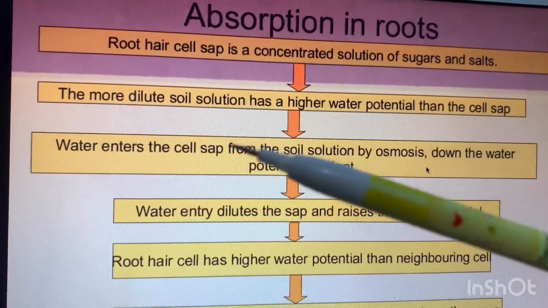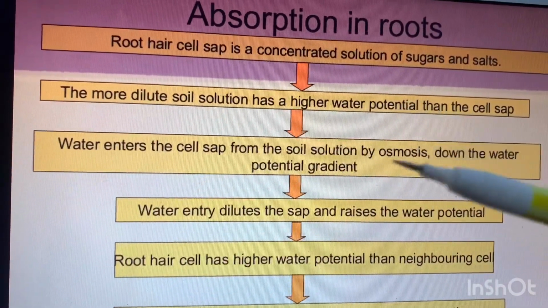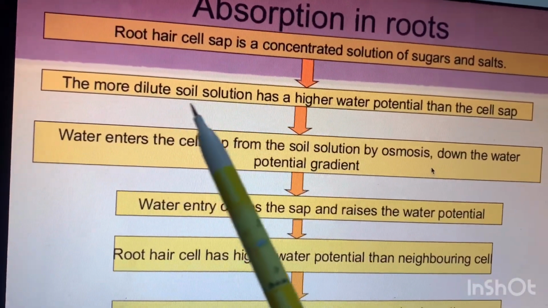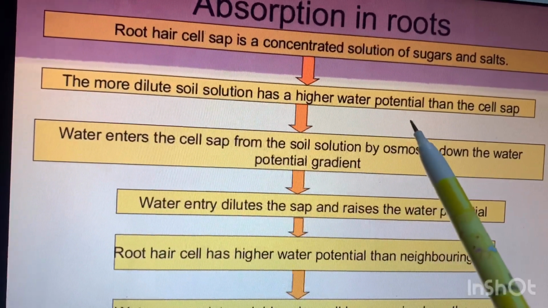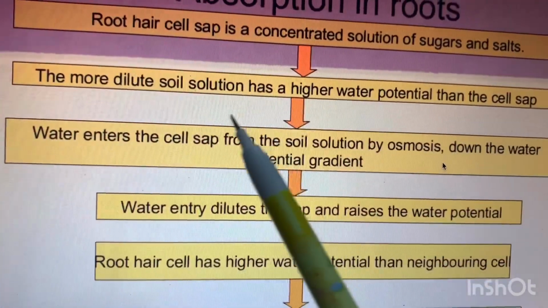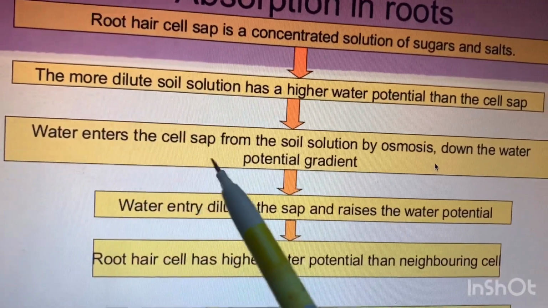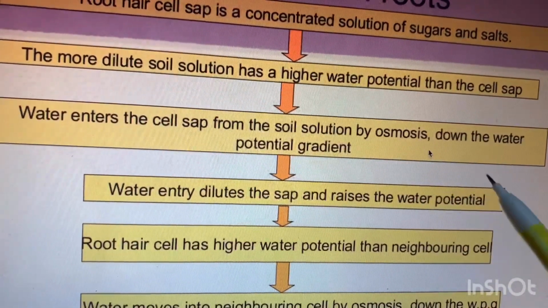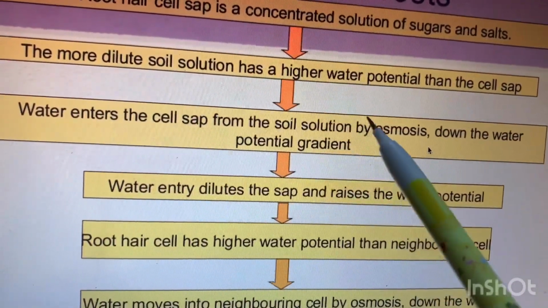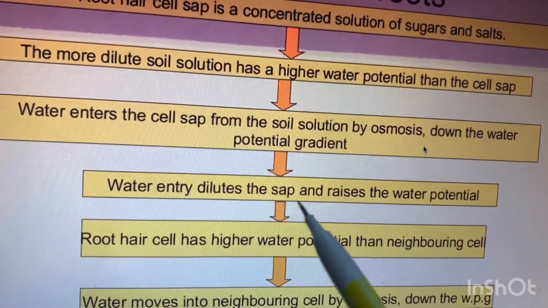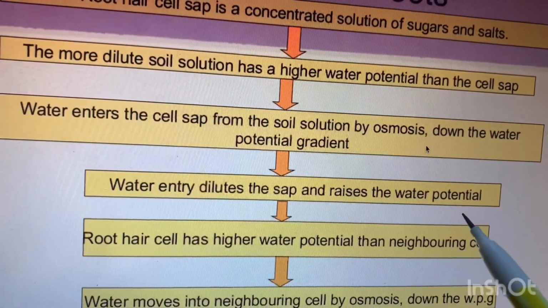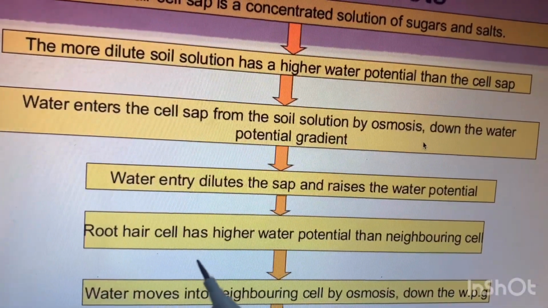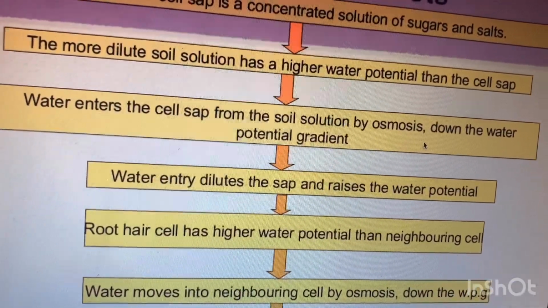So the more dilute soil solution has a higher water potential than the cell sap. Now what happens next is that water enters the cell sap from the soil solution by a process called osmosis, down the water potential gradient. After that, the water entry dilutes the sap and raises the water potential. The root hair cell now has a higher water potential than the neighboring cell.